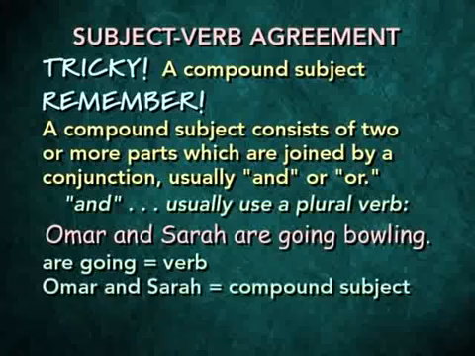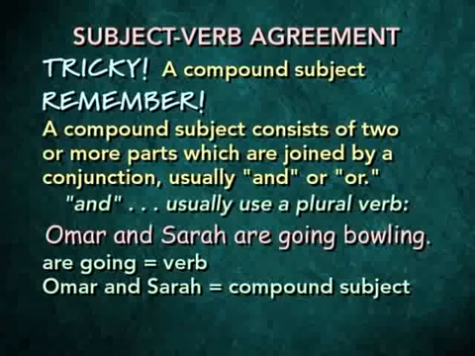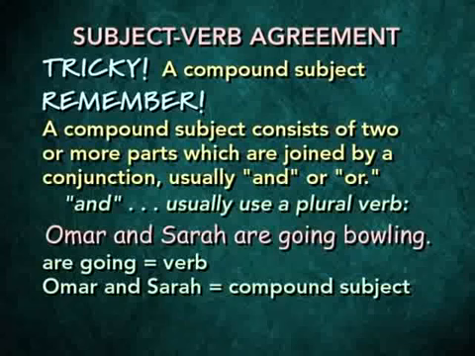We have 2 parts joined by the conjunction and, and this is a very typical kind of compound subject. Notice that although each of the parts of the compound subject is singular, Omar, Sarah, each of these is a singular word, taken together, they make up a compound subject which is treated as plural.